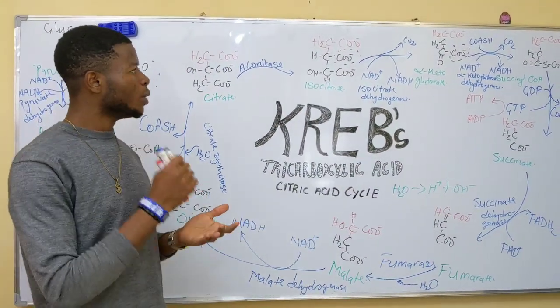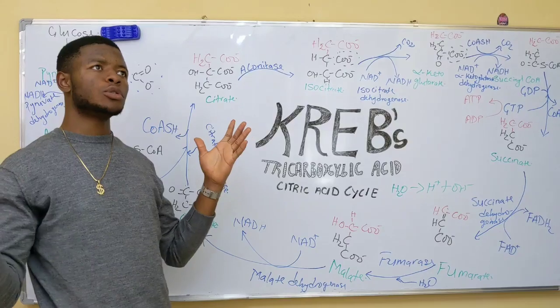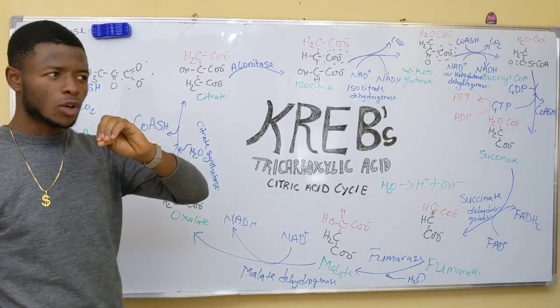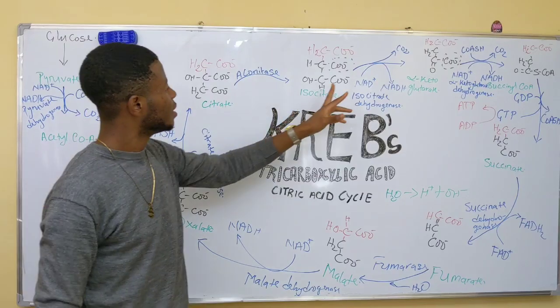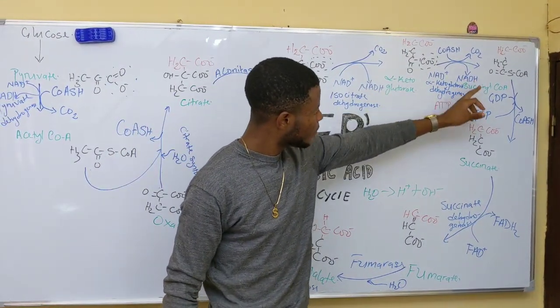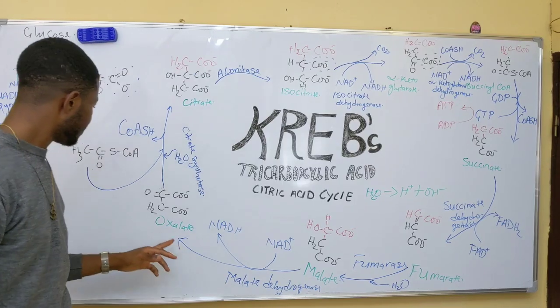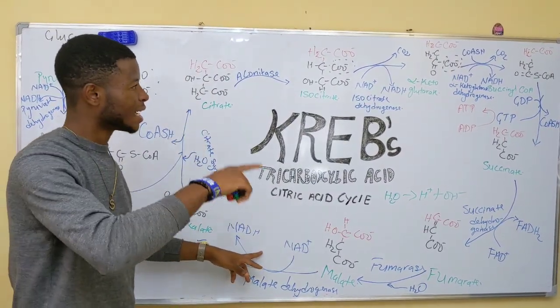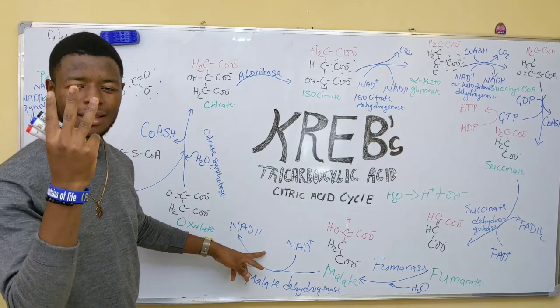Now from here, we want to look at what we have produced at the end of the day. You notice that as far as NADH is concerned, we have one produced here, the second one produced here, and then the third one produced here. So how many NADH for one complete carboxylic acid cycle? There are 3 of them.